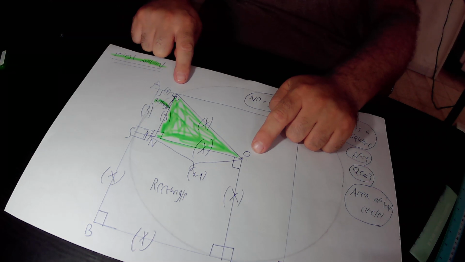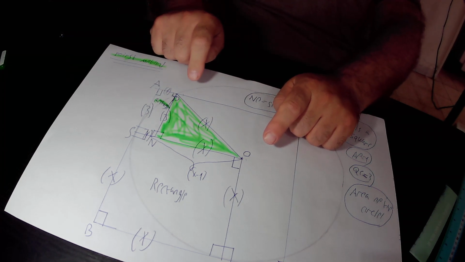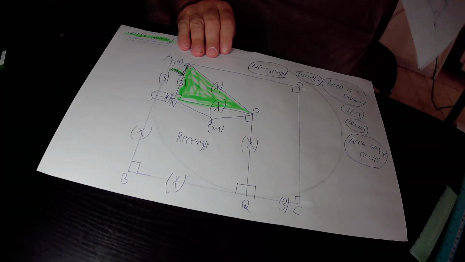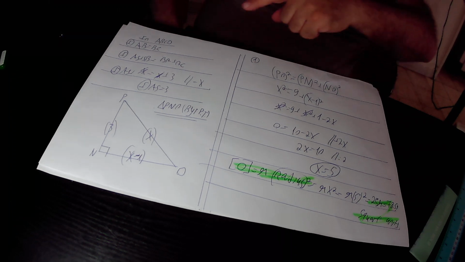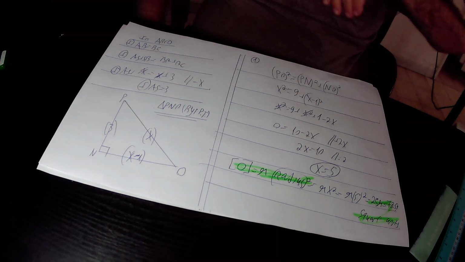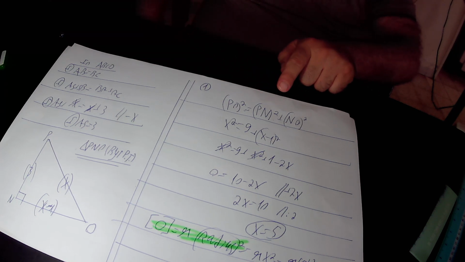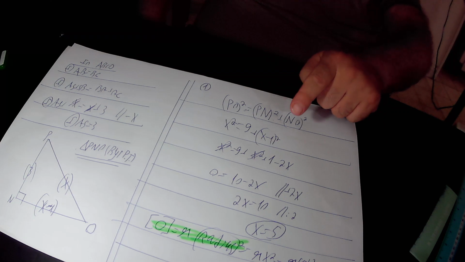In the next step, I copy this right triangle PNO, and we implement the Pythagoras theorem on this right triangle PNO. According to the Pythagoras theorem, in any right triangle, the square of the hypotenuse equals the sum of the squares of the perpendicular sides. In this right triangle PNO, PO squared, that is the square of the hypotenuse, equals PN squared plus NO squared. PO is X, therefore PO squared is X squared. PN is 3, therefore PN squared is 9, plus NO squared. NO is X minus 1, therefore NO squared is X minus 1 squared.